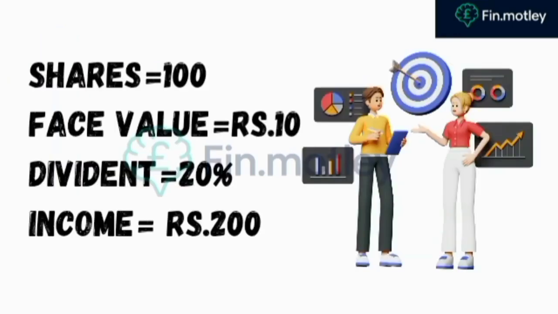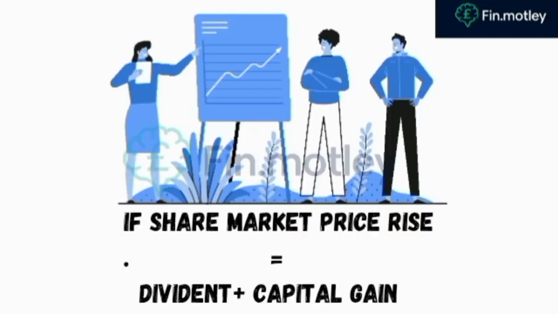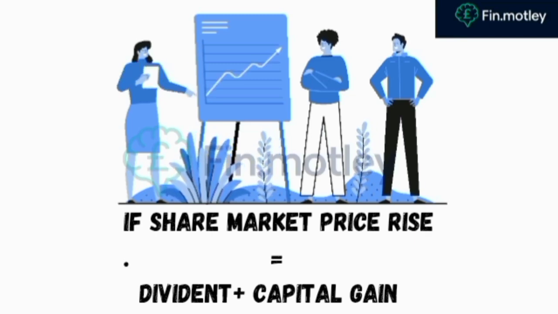Let's say we have 100 shares and the face value is 10 rupees, and the company decided to give you 20% dividend. You will get 200 as a dividend. That is 10 into 20. Okay, that's not the end. On top of that, the share price itself may rise. So you get a double benefit, dividend plus capital appreciation.